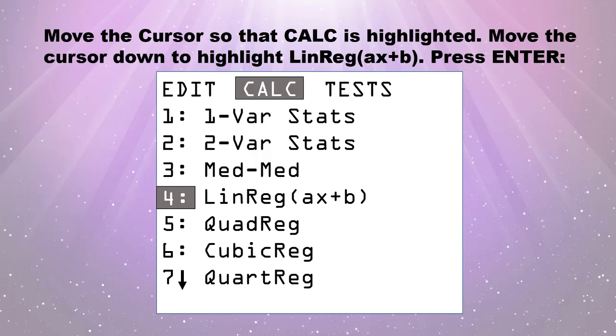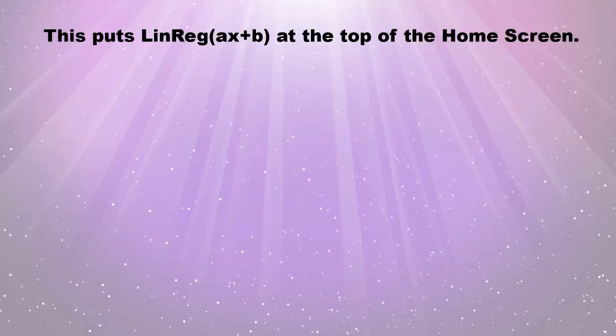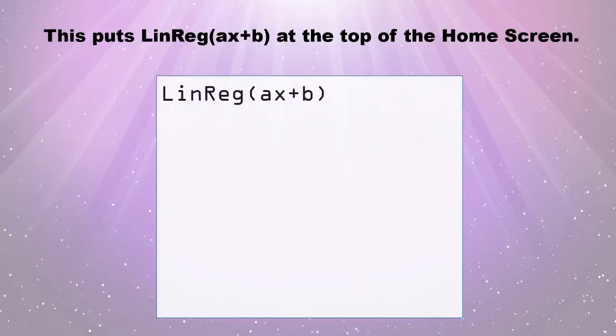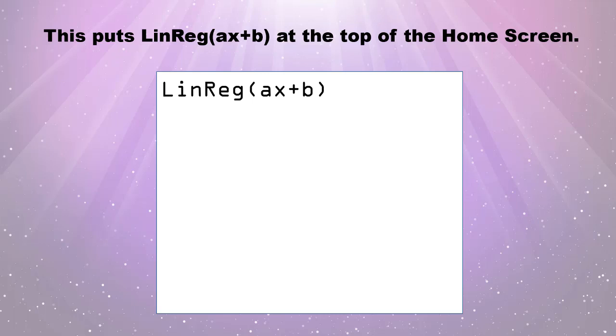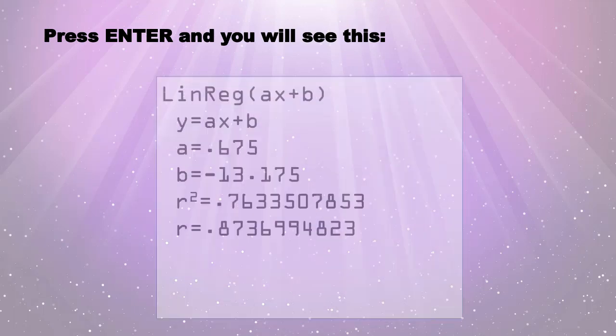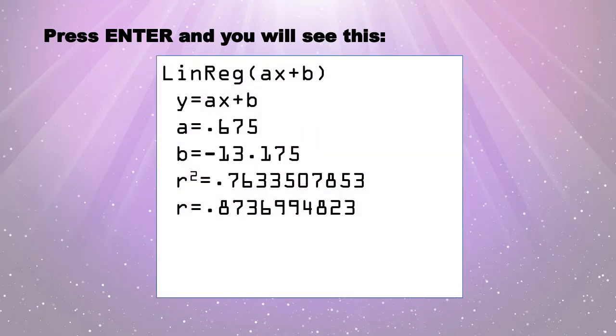If we press Enter on that screen, then it puts LinReg(ax+b) at the top of your home screen. Pressing Enter again, you'll see this. It comes up with all this information. y equals ax plus b, a equals 0.675, b equals negative 13.175. It gives you R squared, which we don't need at this point, and R, again, is the correlation coefficient that we saw in section 9.1.